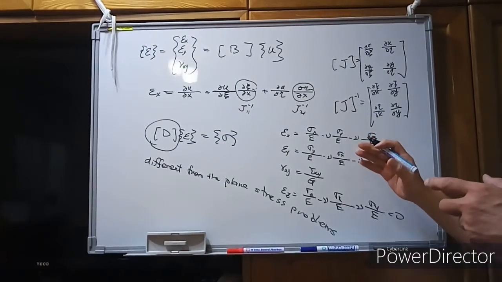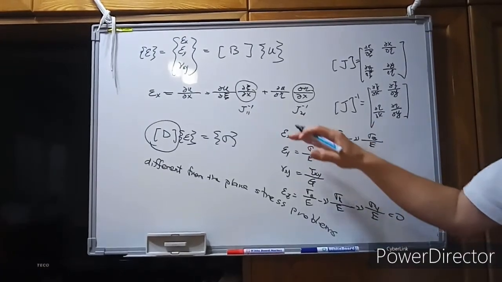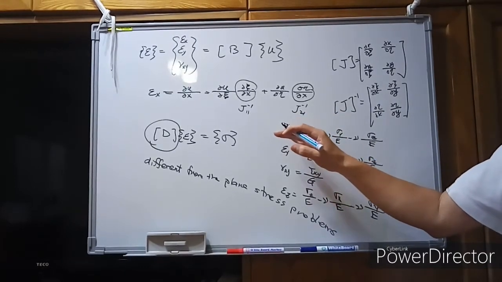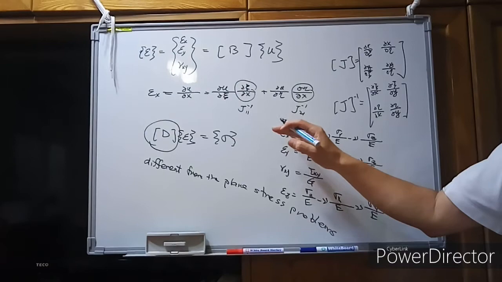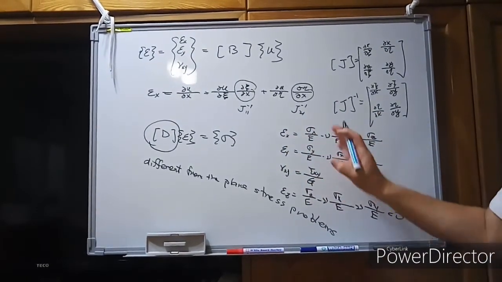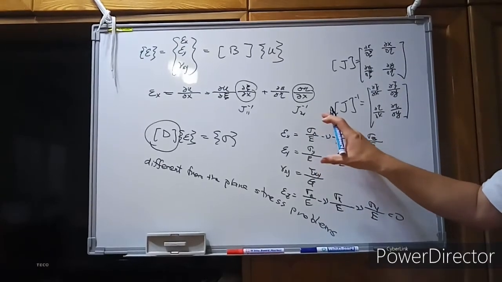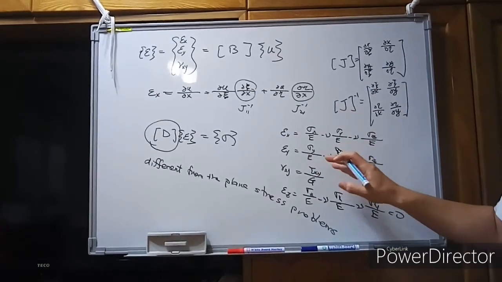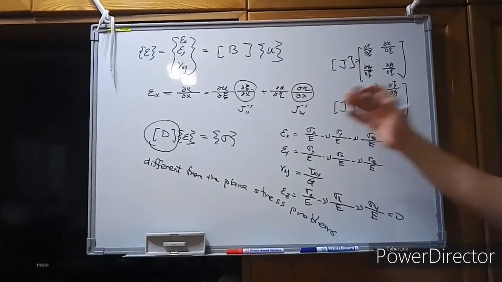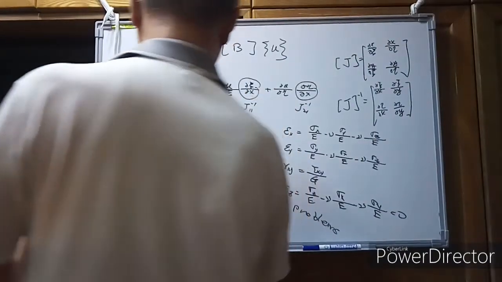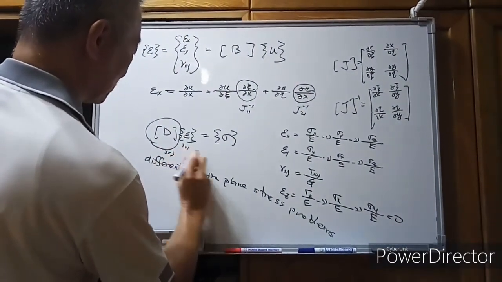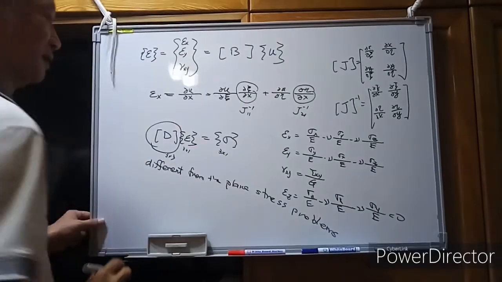Then you can get three equations that include epsilon x, epsilon y, and gamma xy on the left side, and also sigma x, sigma y, and tau xy on the right side. That's why usually for these problems we still have a 3x3 matrix, and a 3x1 vector.